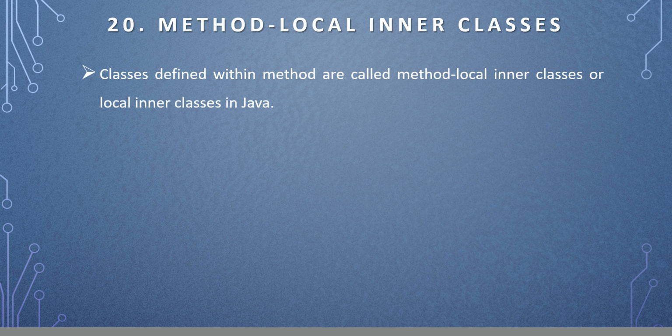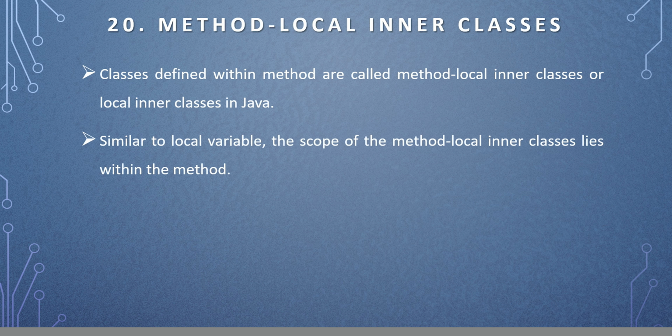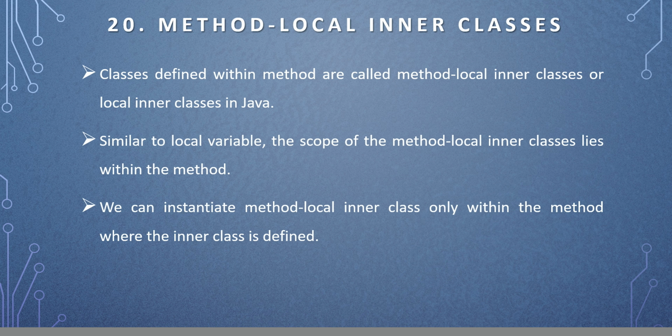Java allows the ability to write a class inside a method's body block. Such classes will be of local type. Similar to a local variable, the scope of the method local inner class lies within the method. We can instantiate a method local inner class only within the method where the inner class is defined. Generally, local inner classes are defined within a block of the method body. Sometimes this block can be a for loop or an if clause also.